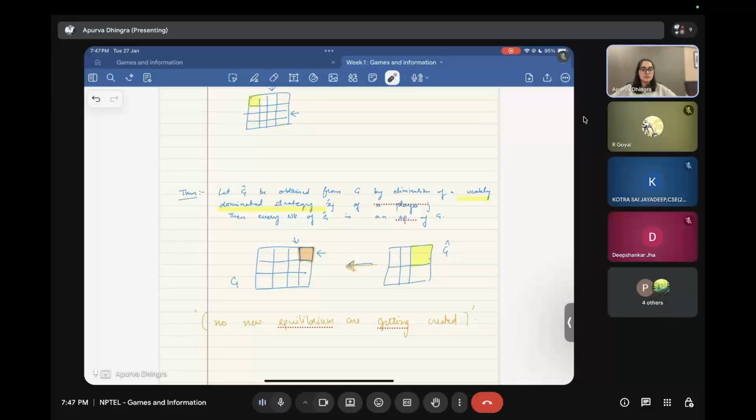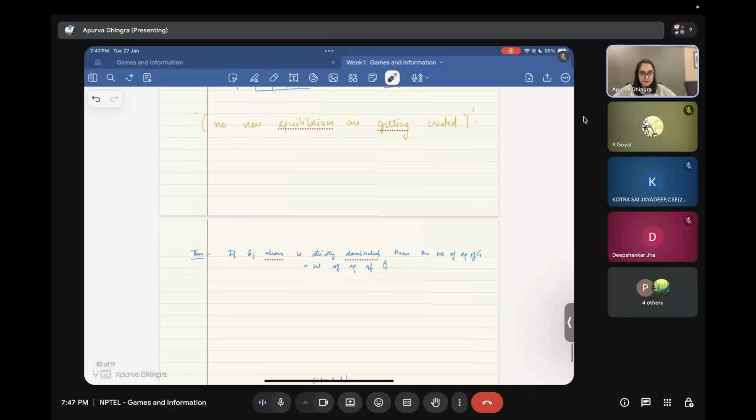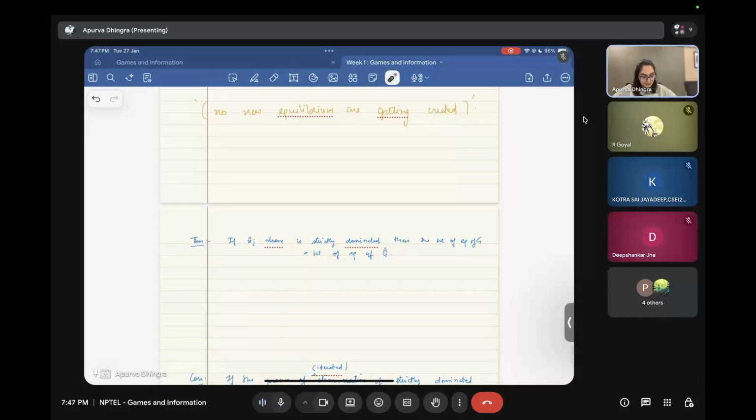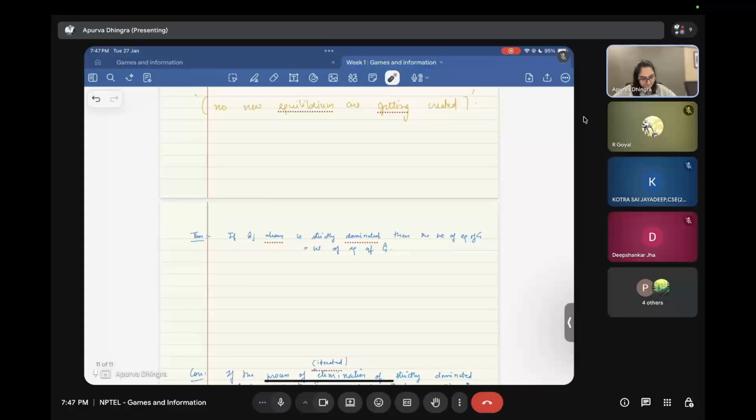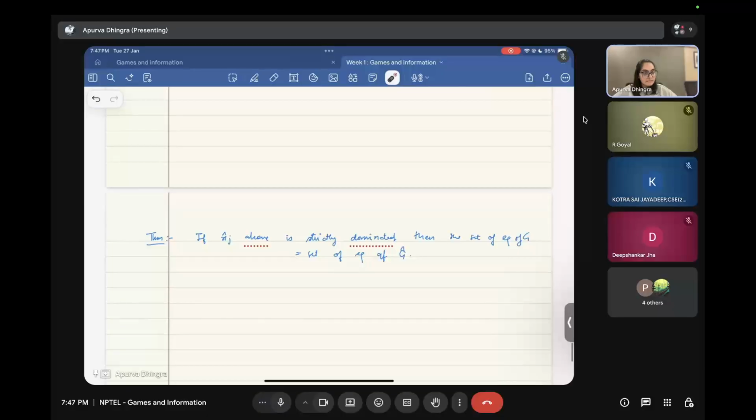Okay. Now let's go further and talk about what happens when we are doing elimination of strictly dominated strategies. So if we are eliminating strictly dominated strategies, then both G and G hat will have the exact same number of equilibria, the exact same equilibria itself. So if the original game had only one, G hat would have only one.